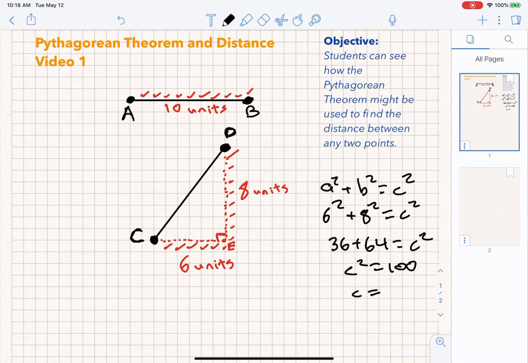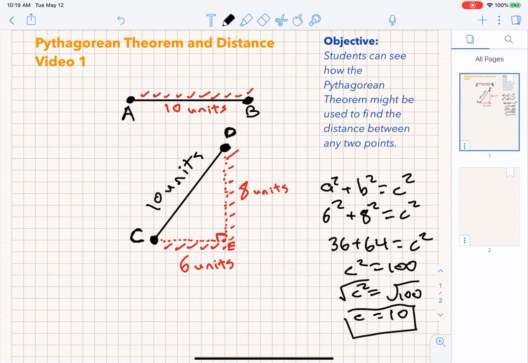C equals, if we take the square root of both sides, let me show you that. Square root of C squared equals the square root of 100. Here's the logic. The square root of C squared is C. The square root of 100 is 10 because 10 times 10 is 100. C is 10. And then this distance from C to D is 10 units. And that, ladies and gentlemen, is how we use the Pythagorean theorem to find distance.